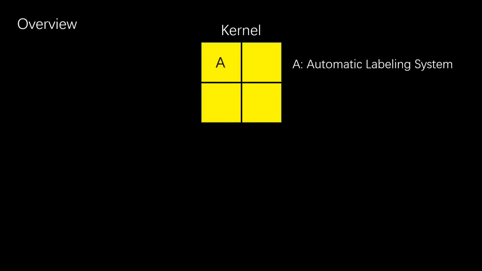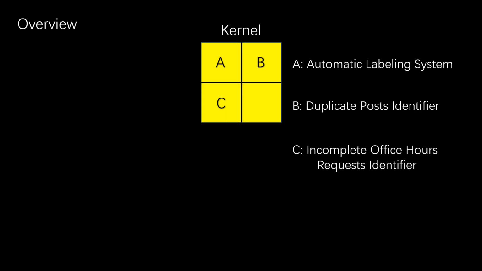The first module is called the automatic labeling system, which labels the new posts into the 4 pre-designed categories mentioned above. The second module is the duplicate post identifier, which is used to identify duplicate posts. The third is the incomplete office hours request identifier, which is used to identify office hour requests that do not specify the time or reason components. The last is the automatic assignment assistant, which is designed to help students with questions related to code implementation.